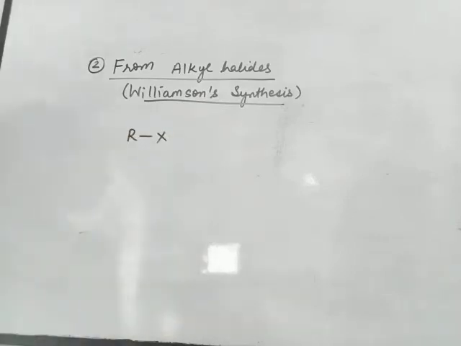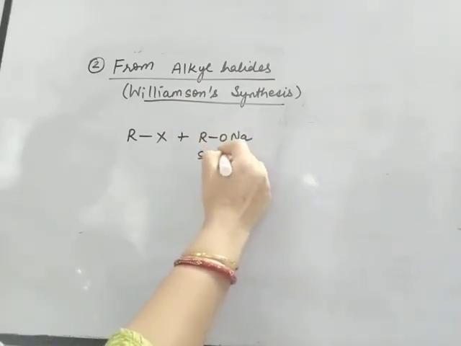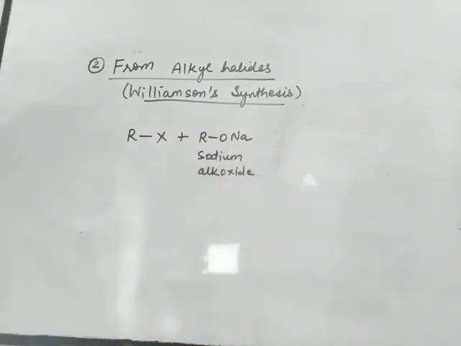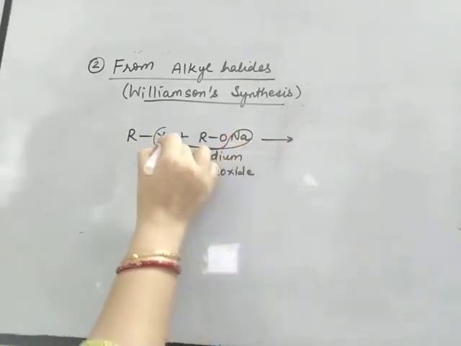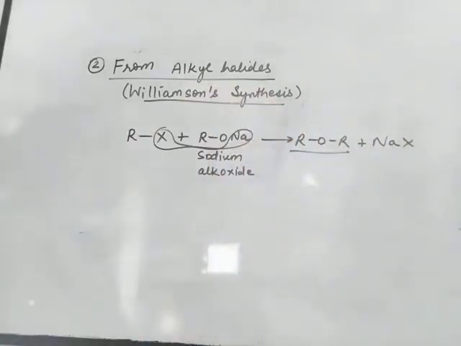This is RX. Now in this reaction we take this compound, that is sodium alkoxide, that is sodium salt of alcohol. We don't use alcohol directly, but we take the sodium salt of alcohol. So what will happen? This NaX is removed and we get ROR. This is ether. This method is best for preparing symmetrical as well as unsymmetrical ethers, aliphatic as well as aromatic ethers. Now let's take the examples one by one.